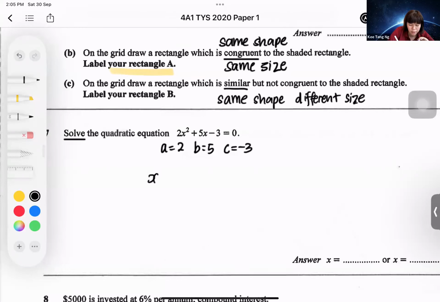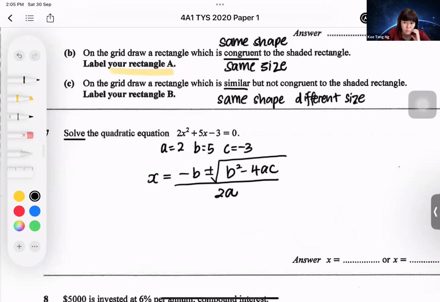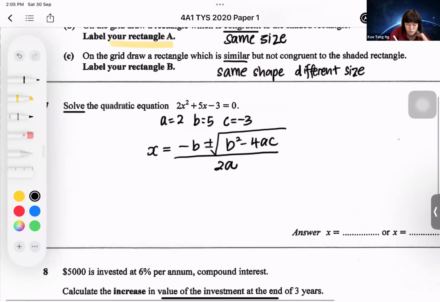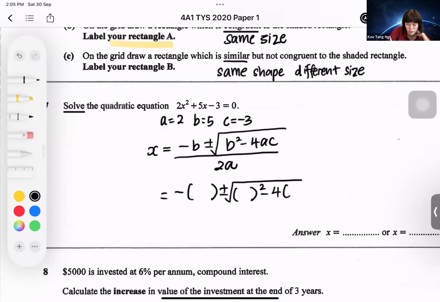Then we use the formula x equals negative b plus minus square root of b squared minus 4ac, over 2a. Please remember this formula. Your formula sheet on the first page should also have this formula, so you can refer to it. But writing down this formula gives me no marks. I need to replace all the letters by the numbers themselves. I need to show the correct working, then I'll get the marks.